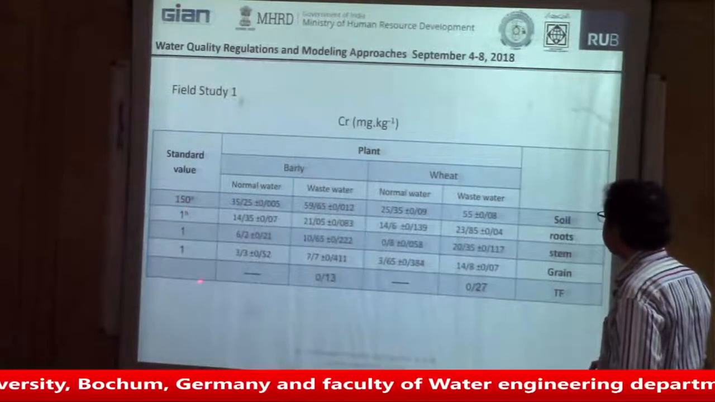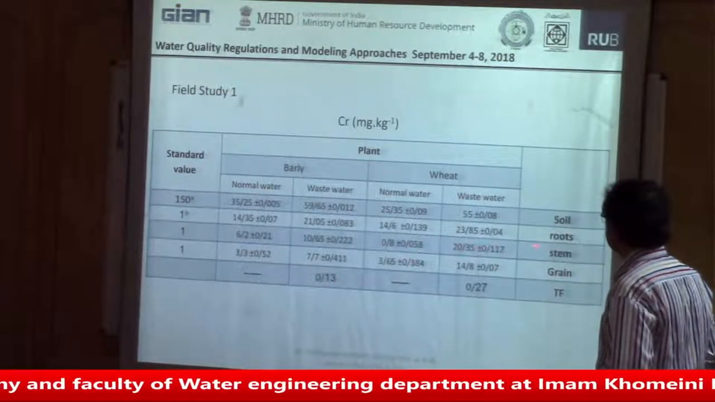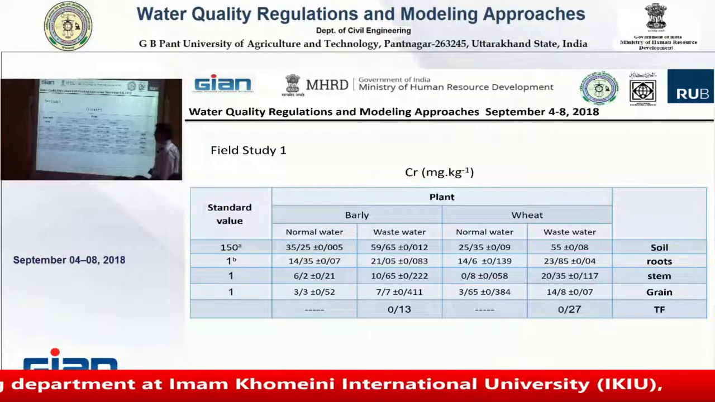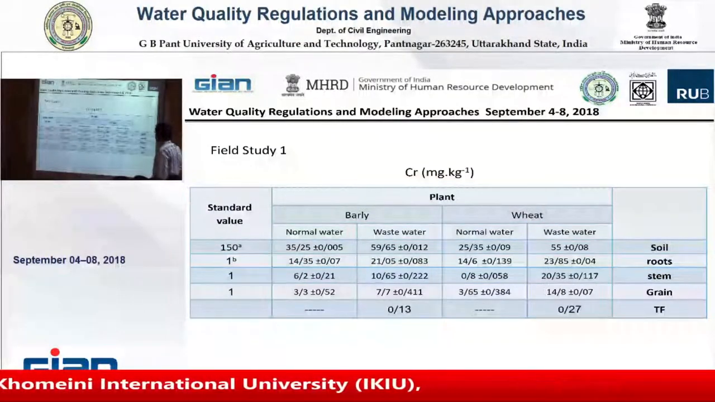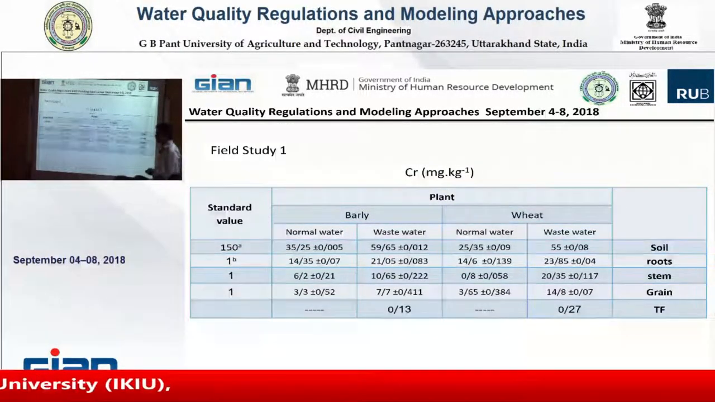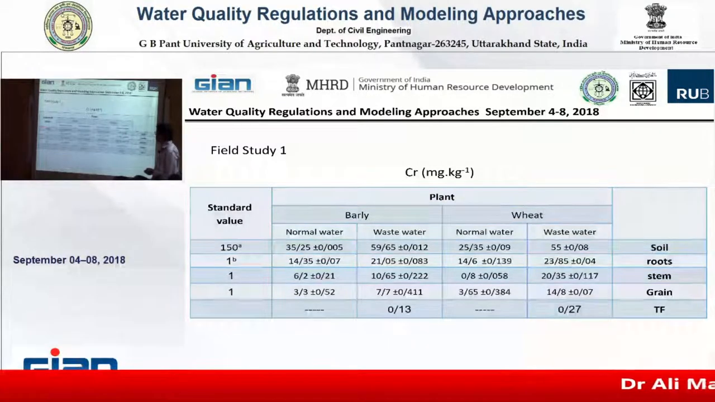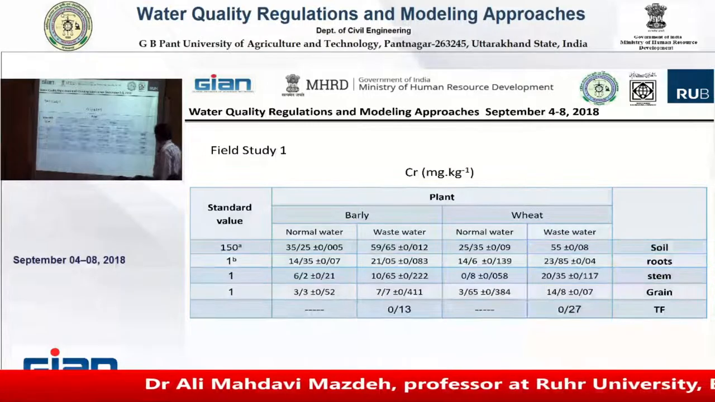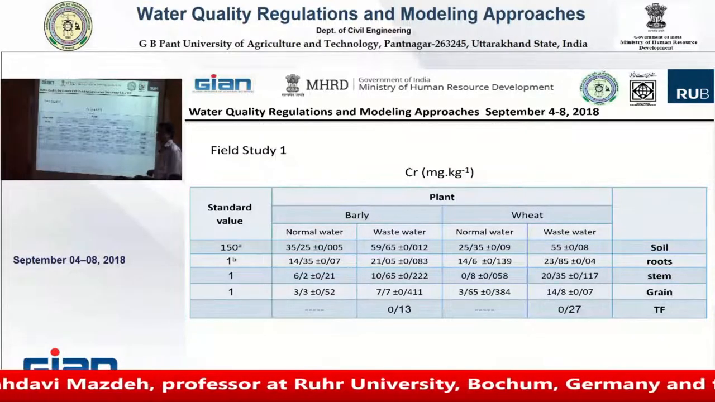Here we have the standard values. As you can see, for roots, stem, and grain, the values are much more than the standard value. But the soil, you see, again, this is interesting. Even the soil is not polluted more than the standard, but with this value we also have this.